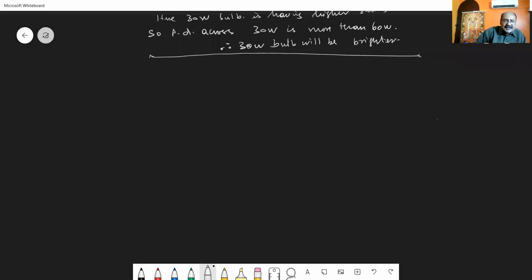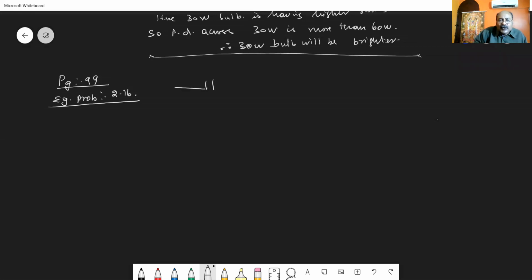Problem number 2.16. On page number 99, you have another example problem, 2.16. Come on, let us go through that problem. Two electric bulbs marked 20 watt 220 volt, 100 watt 220 volt are connected in series to a 440 volt supply. Which bulb will be fused?